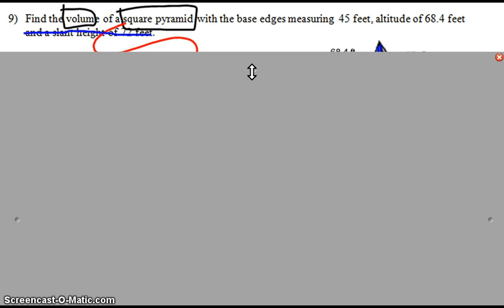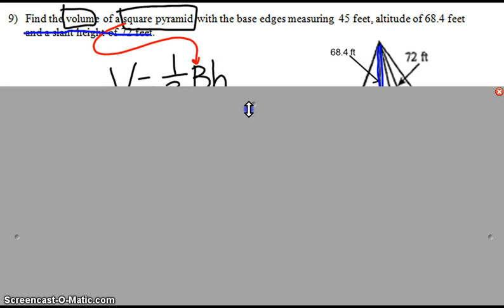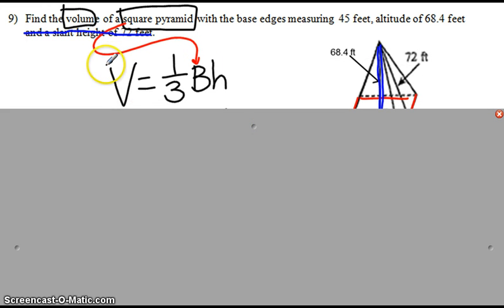Okay, so now we're looking at our volume. We're looking at a square pyramid. So go down to your reference sheet and go all the way down to the bottom, and you're going to see the volume formula for a pyramid. The volume formula for a pyramid is V equals 1/3 big B times H, where big B is the area of the base. Our base shape is a square. So our area of a square is side squared.